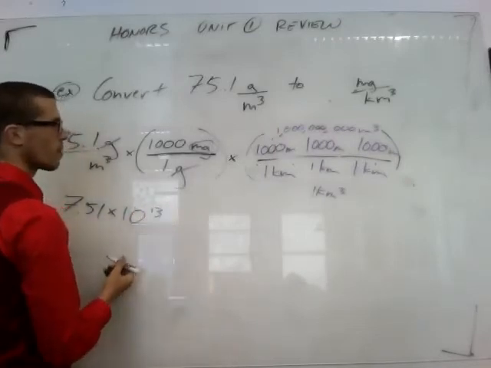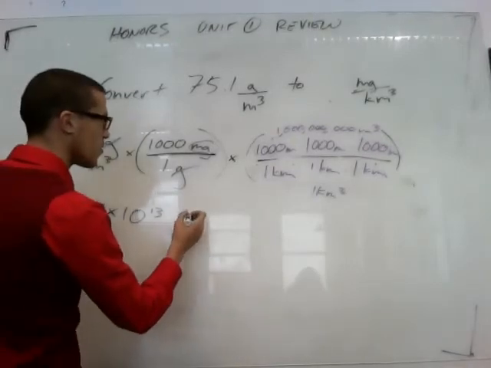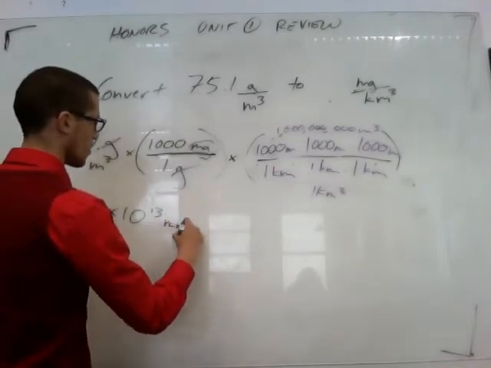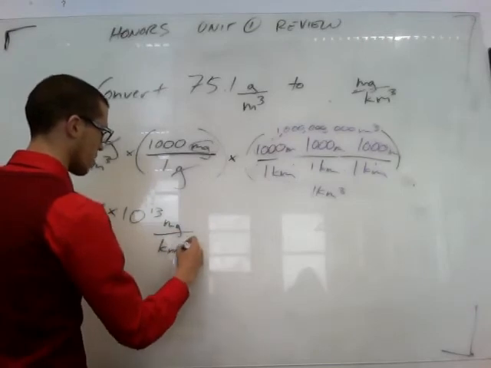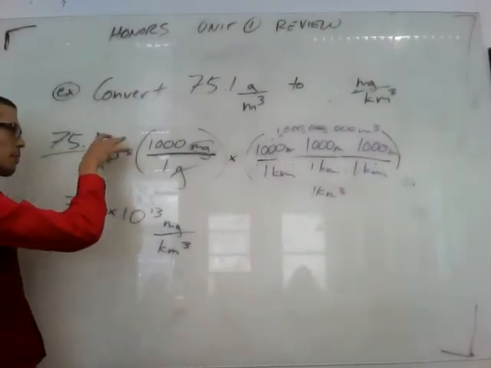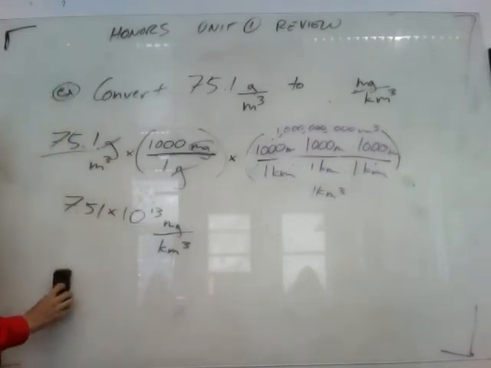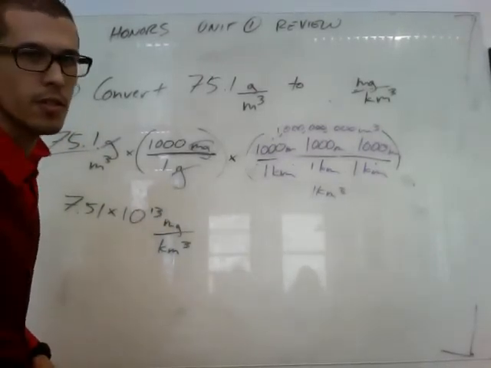Could you do another one? That makes sense. And then the final units are going to be milligrams per kilometer cubed. That's a weird one. So that's several steps. That's a difficult conversion where you're using 2 types of units here.